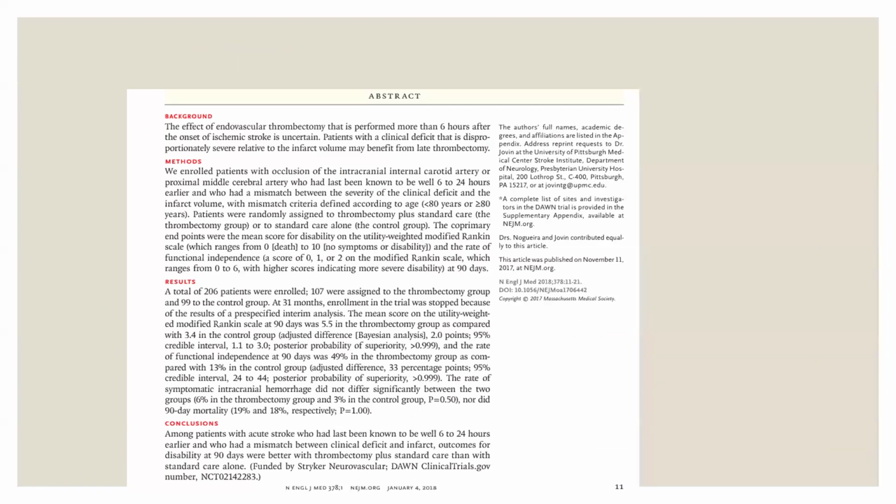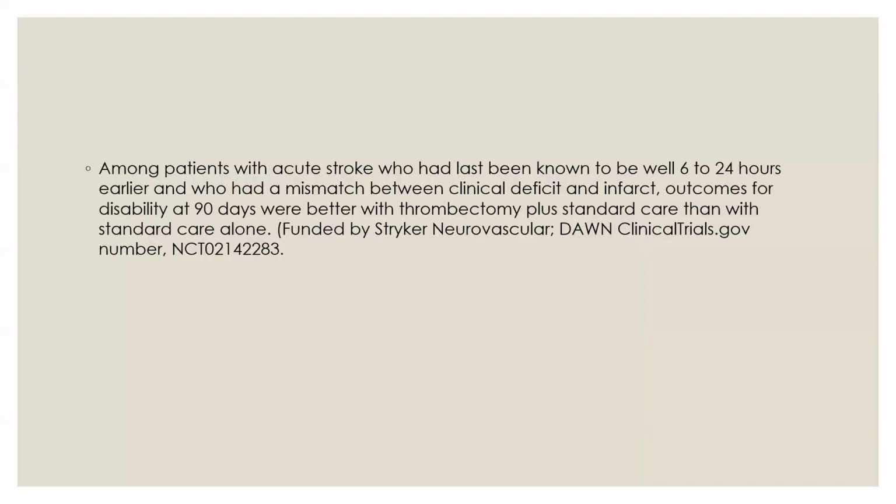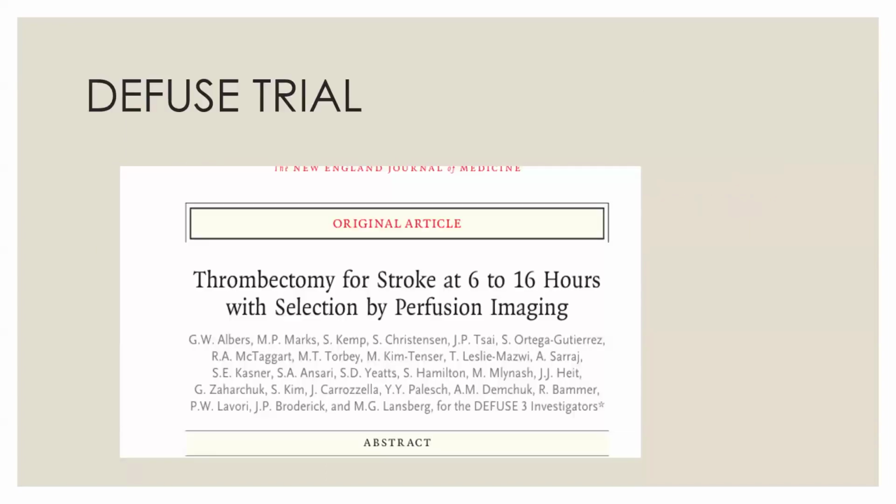So the patients were randomly assigned to thrombectomy plus standard care or standard care alone, and they studied the outcome in these patients. The conclusion of this trial was, among the patients with acute stroke who had last been known to be well 6 to 24 hours earlier, or who had mismatch between clinical deficit and infarct, outcome for disability at 90 days was better with thrombectomy plus standard care than with standard care alone.